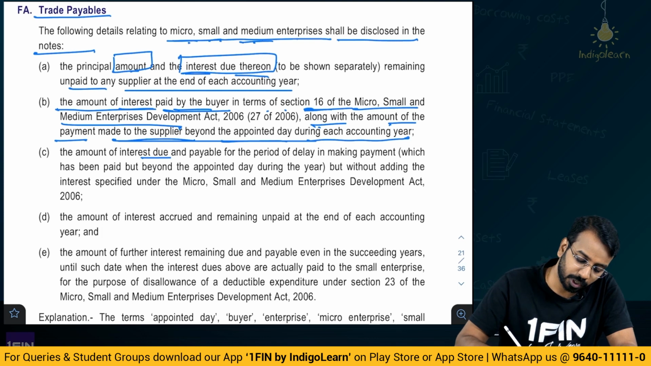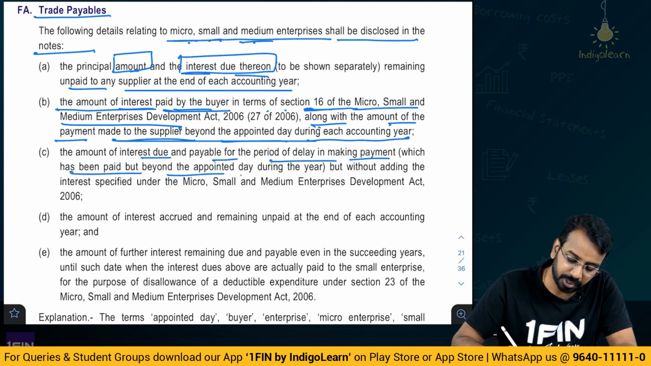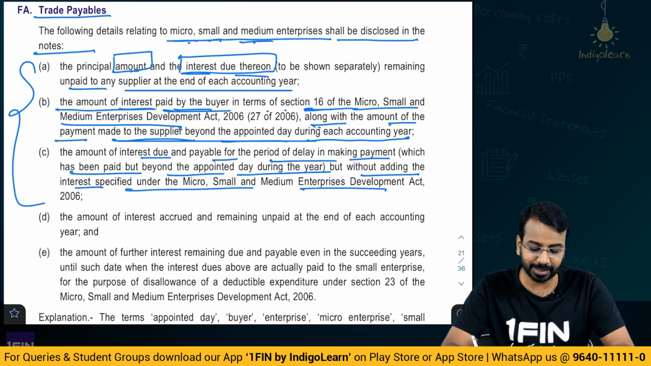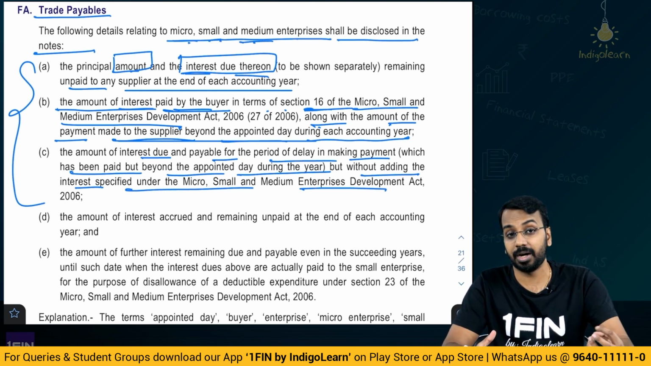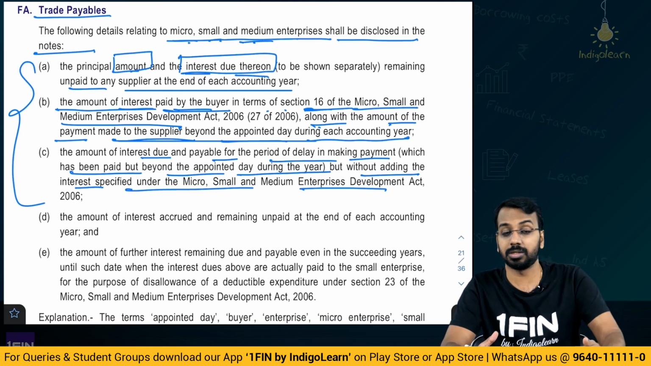The amount of interest due and payable for the period of delay in making payment which has been paid but beyond the appointed date during the year, but without adding the interest specified under the MSME Act. So basically these are the disclosures related to MSME, where you have to say how much interest is paid, how much is the delay in payment, considering the date specified in the MSME Act.